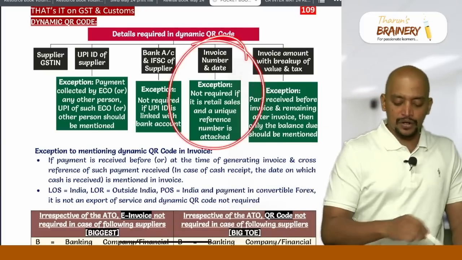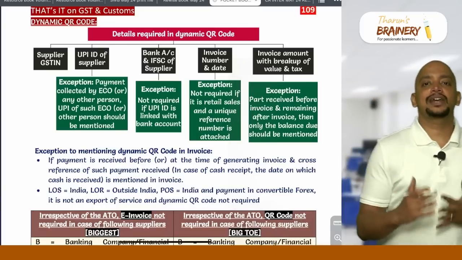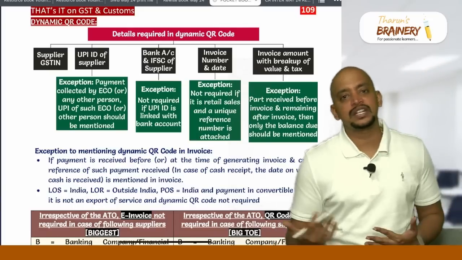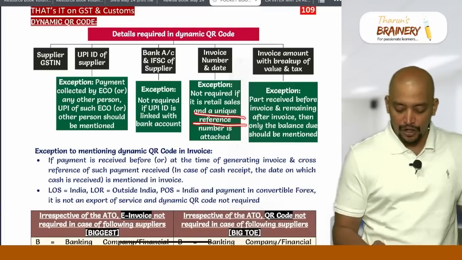Then invoice number along with the date, there is an exception. Usually in case of retail counters, in the supermarkets they will not be able to generate the invoice number properly. Due to that reason, any unique reference number can be followed by them.